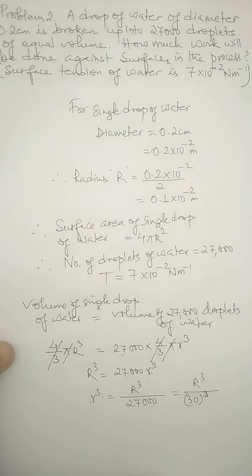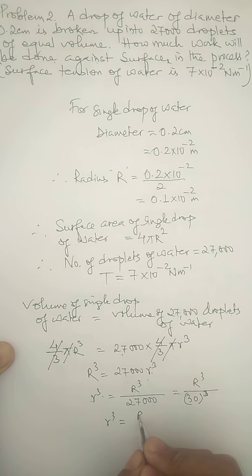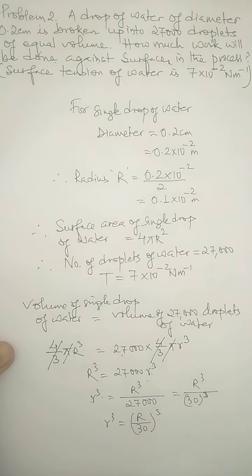30 into 30 into 30, if you multiply, it will be 27,000. So small r cube can even be written as capital R by 30 whole cube. See, capital R also cubed and 30 also whole cube. So I can put in whole cube. So it will be small r cube equals capital R by 30 whole cube.